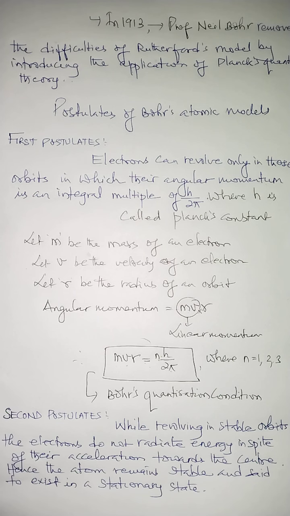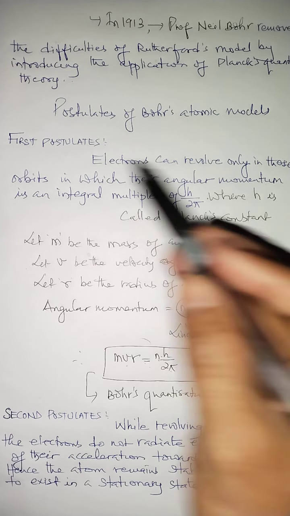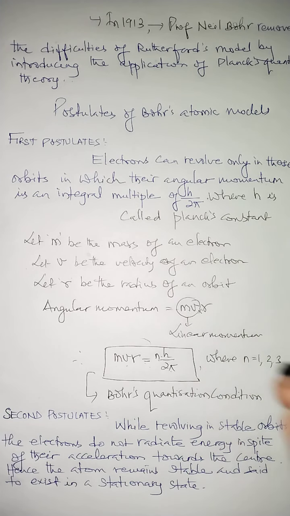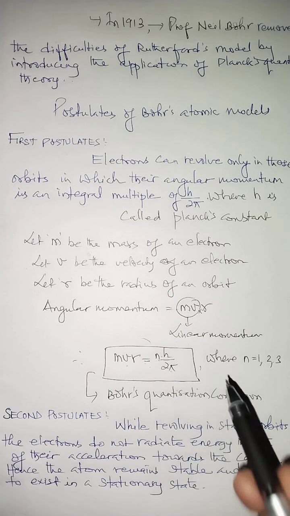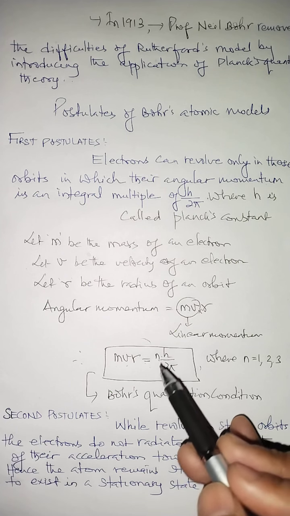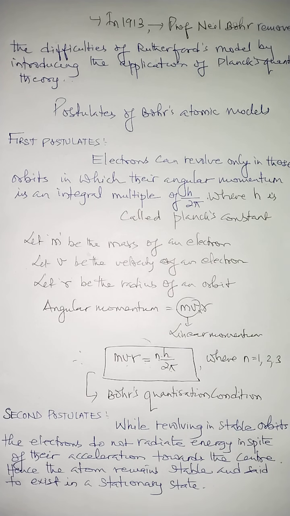So Rutherford's atomic model says that atoms are not stable, but actually atoms are stable. Why? Because the second postulate says that electrons revolve in stable orbits. In the first postulate we understood that electrons revolve in definite orbits, where the angular momentum is always given by nh by 2 pi, an integral multiple of h by 2 pi. That means every electron revolving in a different orbit acquires a momentum given by nh by 2 pi. That's why these orbits are called stable orbits.